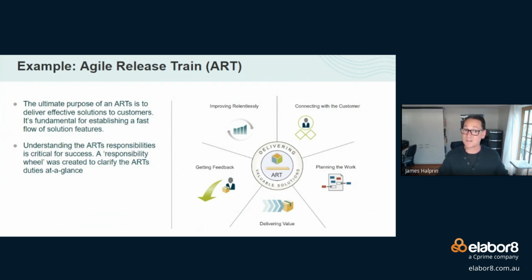An Agile Release Train is ultimately responsible for planning their work because they're an empowered team of teams. They're responsible for delivering value early and often. They're responsible for getting feedback, getting that learning, and iterating, taking all those improvements into the solution that we ultimately build, and then ultimately improving relentlessly. Even if we're on our A game, there is always the opportunity to improve and get better. So that's the high-level overview of the responsibilities of the Agile Release Train.